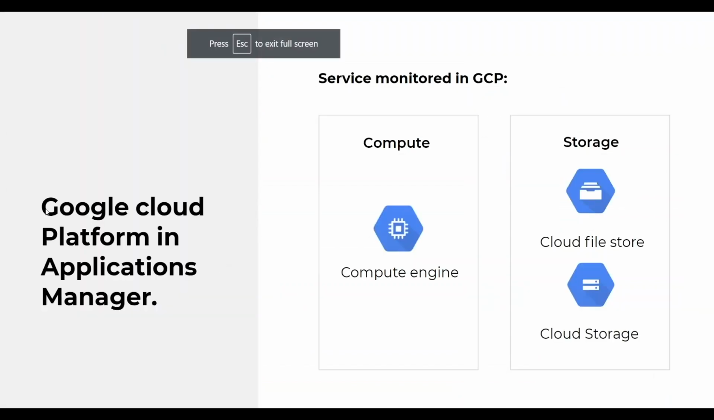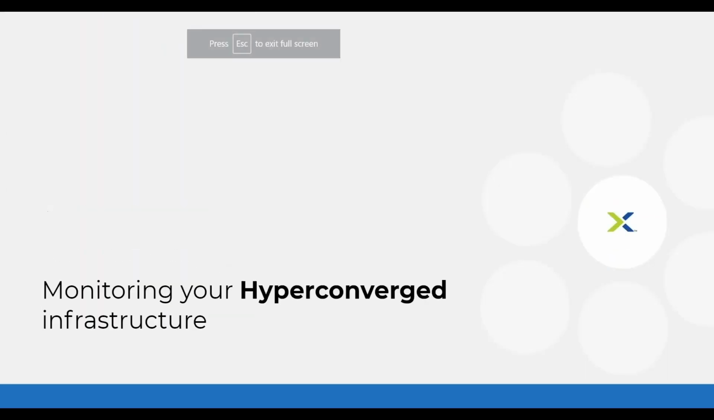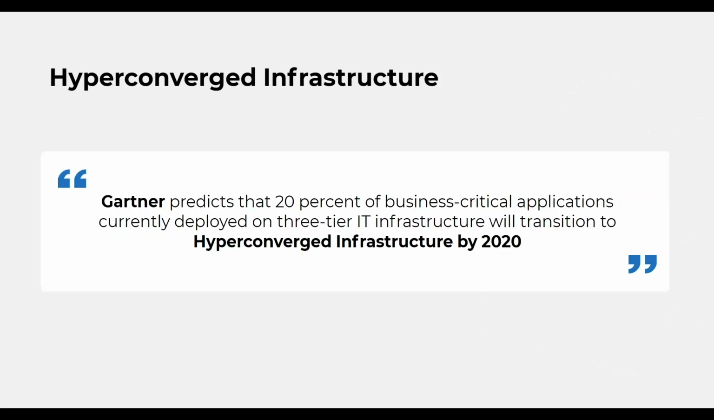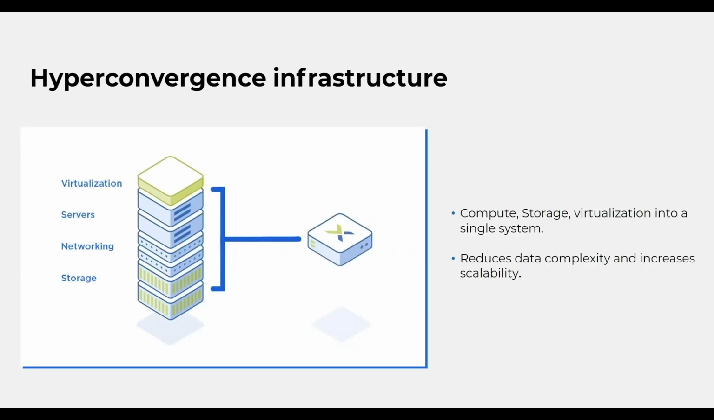Now with this, let us further proceed ahead and see what we have under monitoring a hyperconverged infrastructure. Gartner, which ranks various monitoring tools, predicts that 20% of business critical applications deployed on a 3-tier IT infrastructure will make use of hyperconverged infrastructure moving ahead. So what is a hyperconverged infrastructure? It is a complex or a simple utilization of VMs, servers, network related information, and storage devices.